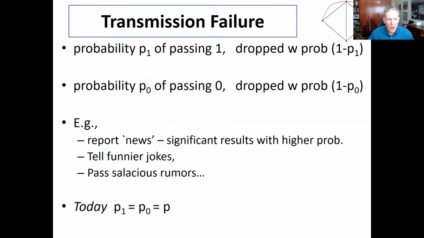Okay, and also we can have a different probability of passing a 1 compared to a 0. So we could have a probability P1 of a 1 coming along and you passing it along. It could be that some information seems more important to you to pass along. This is new information, it was unexpected, and so you pass it with probability P1. 0s, it could be that you pass that with a different probability. So, funnier jokes, more salacious rumors, you pass them along with higher probabilities.